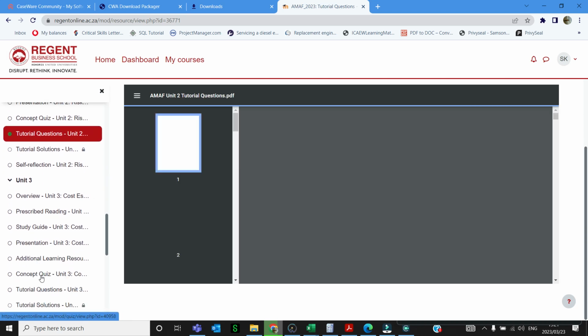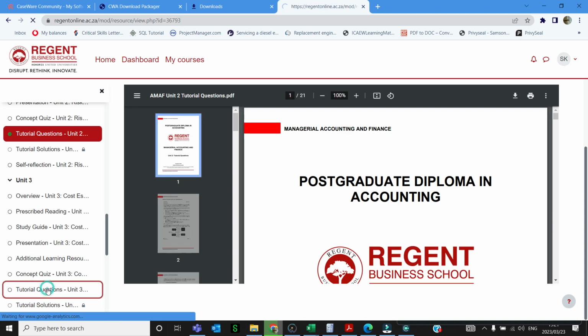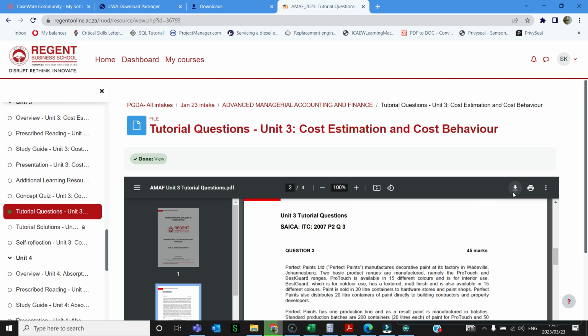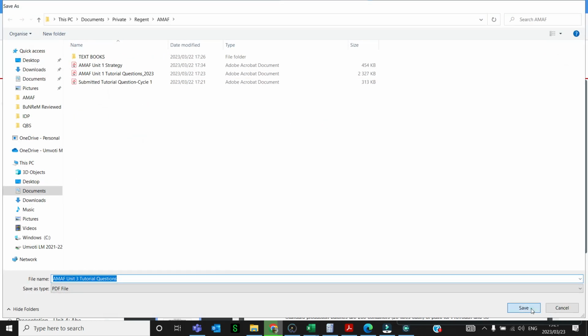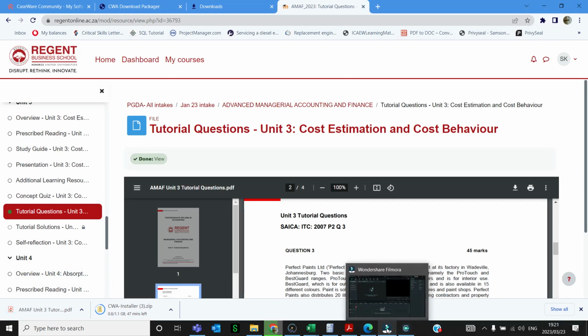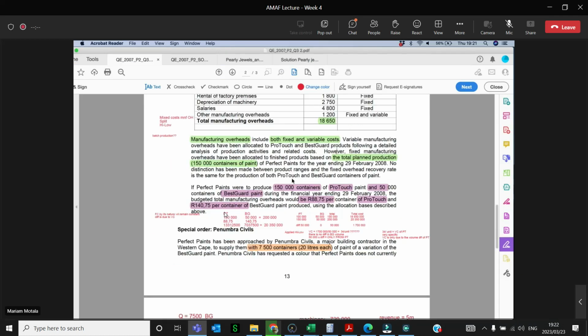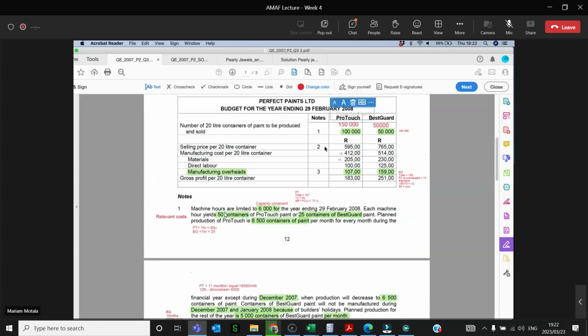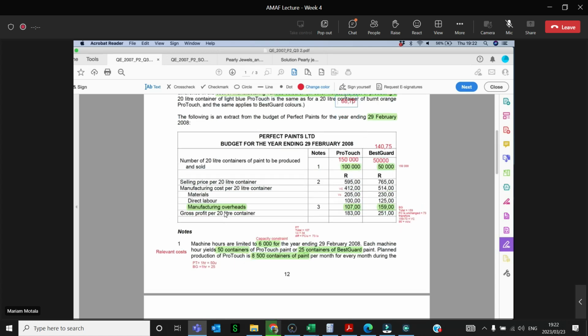$88.75 and $140.75. So they inform us that if they had to produce 150,000 units of ProTouch and 50,000 units of Best Guard, then the manufacturing overheads will be a little different. It will be, let's just go back, $88.75 and $140.75. Right, and that was a useful piece of information for us.